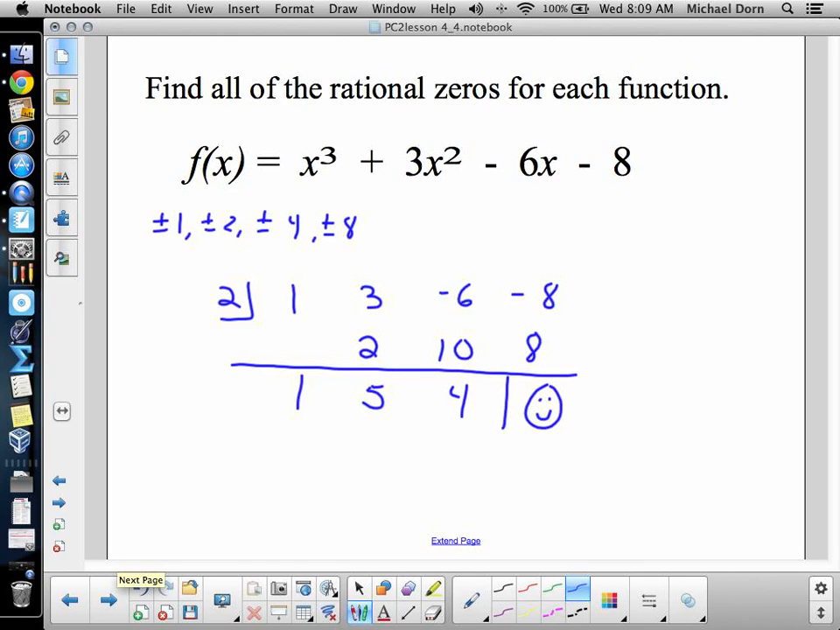Now, I've found that 2 is a root, which means x minus 2 is a factor. Right? What is the remainder at this point? Well, now this is where this comes in really handy. Once I have that, what's left here, these are the coefficients of what we call my diminished polynomial, x squared plus 5x plus 4.